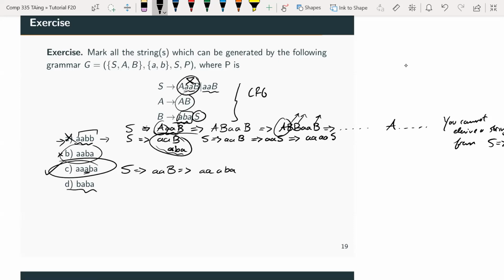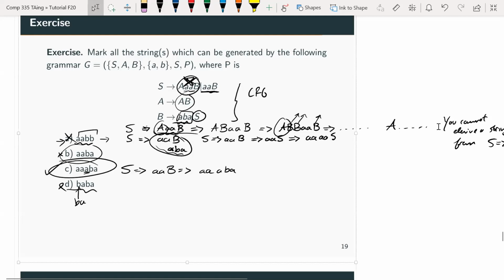And lastly, this one, you can kind of almost immediately say that it's not going to be accepted because I know that I can't use this. And so I know that I have to use AAB. And this string starts with BA, so it's impossible for me to generate a string that starts with BA. So this is also not going to be possible to generate.